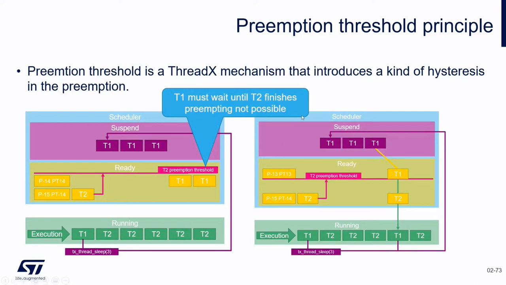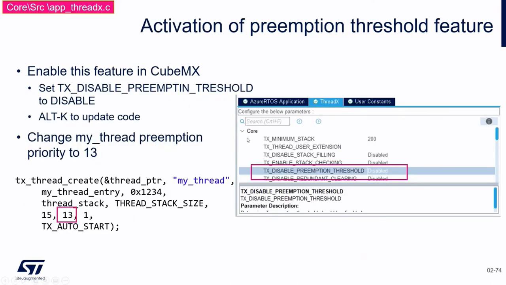So in the right picture, thread number one has priority 13, and it can preempt thread number two during execution. So again, the preemption threshold is a mechanism that introduces a sort of hysteresis in the preemption, and it's specific to ThreadX. We are going to now enable the feature in our code.